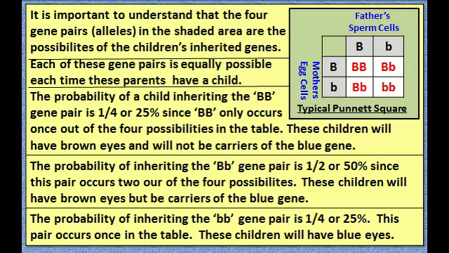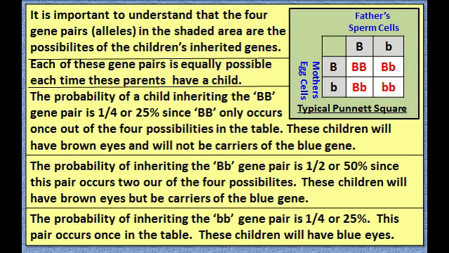It is important to understand that the 4 gene pairs, alleles, in the shaded area are the possibilities of the children's inherited genes. Each of these gene pairs is equally possible each time these parents have a child. The probability of a child inheriting the capital letter B gene pair is 1/4 or 25%, since this only occurs once out of the 4 possibilities in the table.